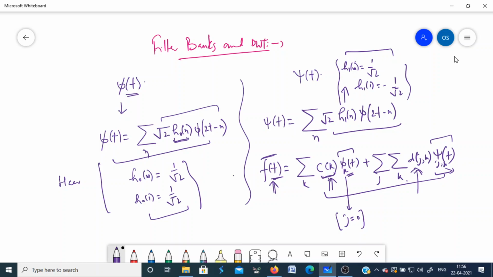Okay, so you will see that many a time you need not know about the scaling and wavelet functions or the shapes of these functions. What we are basically interested in is the relation between these filters, that is h0(n) and h1(n), and the expansion coefficients, that is c(k) and d(j,k). Okay, so in order to develop that relation, this discrete wavelet transform is basically implemented using a filter bank structure.